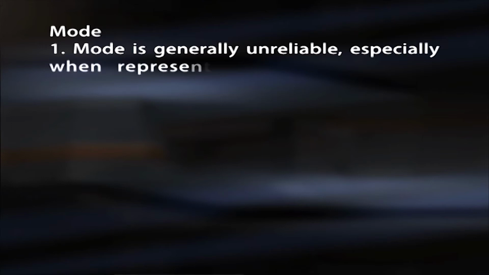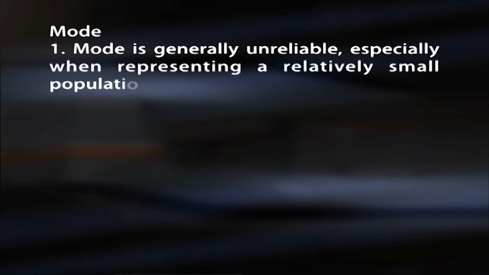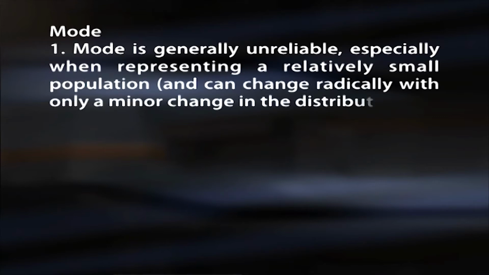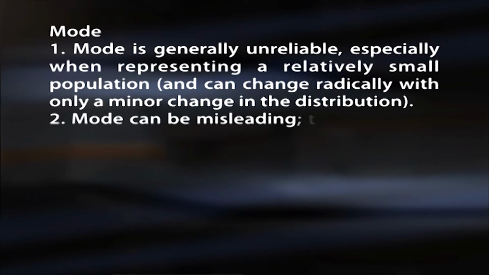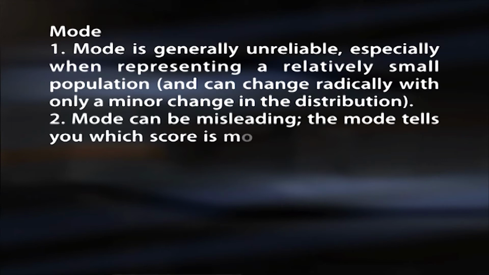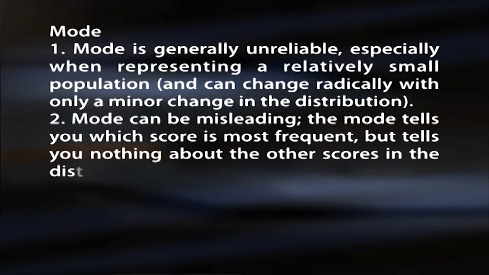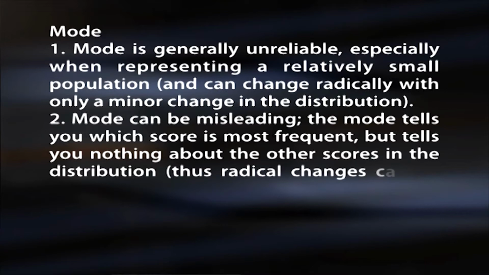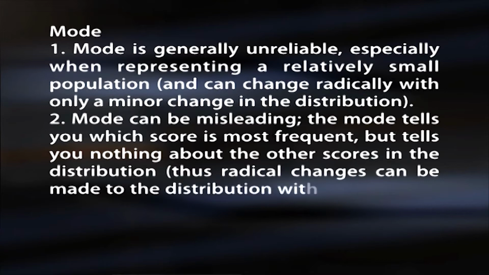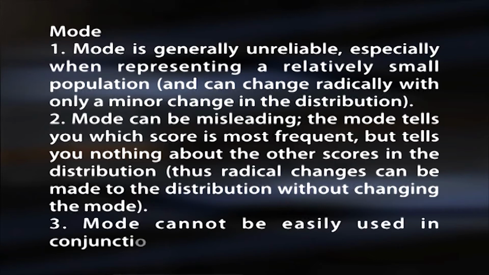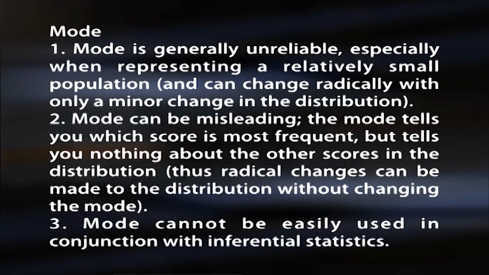Disadvantages of mode. Mode is generally unreliable, especially when representing a relatively small population, and can change radically with only a minor change in the distribution. Mode can be misleading. The mode tells you which score is most frequent, but tells you nothing about the other scores in the distribution. Thus, radical changes can be made to the distribution without changing the mode. Mode cannot be easily used in conjunction with inferential statistics.